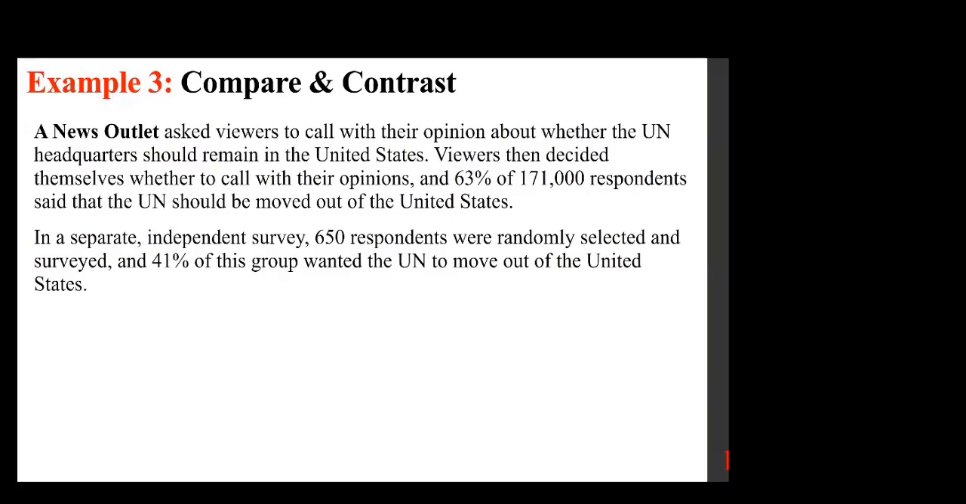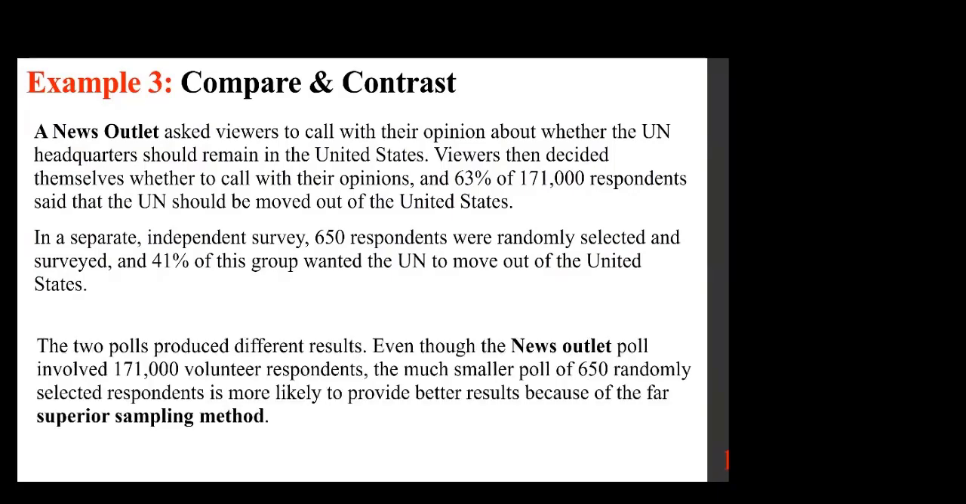What is really going on here? The two polls produced different results, even though the news outlet poll involved 171,000 volunteer respondents. The much smaller poll of 650 randomly selected respondents is more likely to provide better results because of the far superior sampling method. The idea is the method of sampling, the way it is gathered. Because when you ask people, in this case the viewers, to call, you wouldn't call unless you have a strong opinion about it. Either way, it doesn't matter, for or against it. That's why perhaps the second one is better.